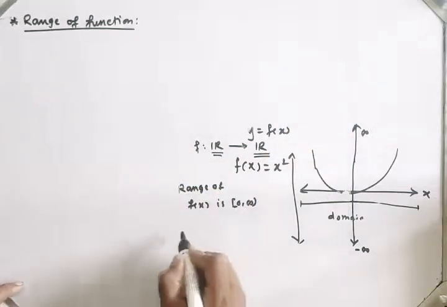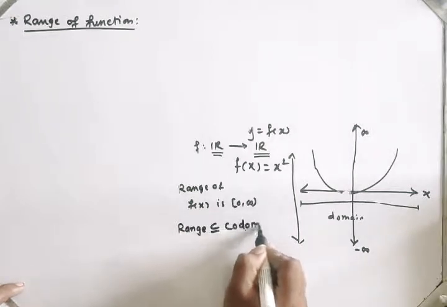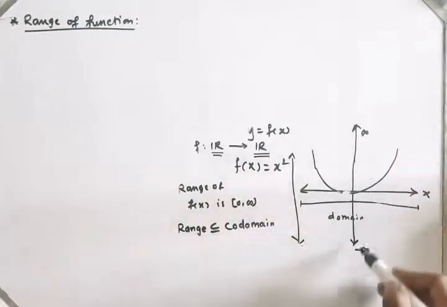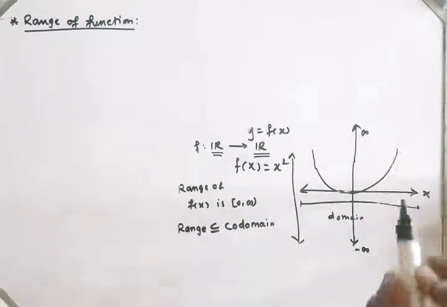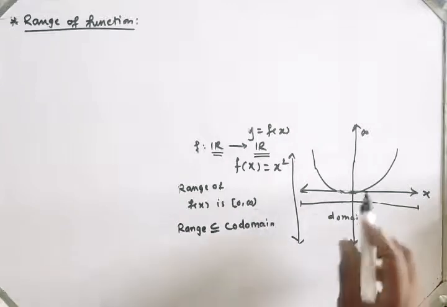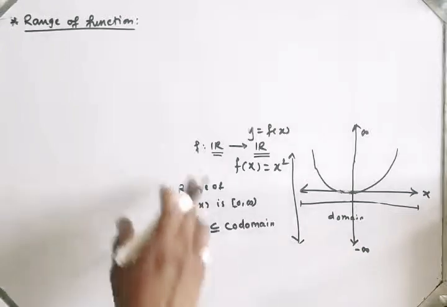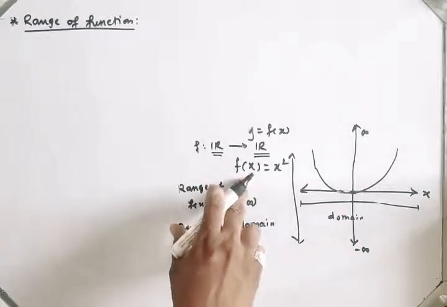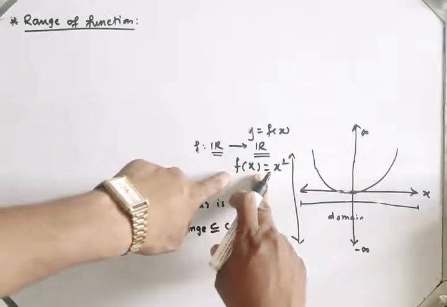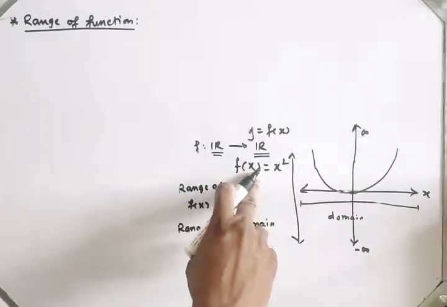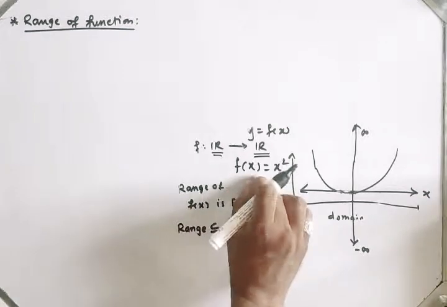So range is always a subset of codomain, because this is our codomain, the y-axis, and the graph lies from 0 to infinity, which is the range of your function. So range is always a subset of codomain. Now we'll see the definition of range. So what is range? Range R of f is equal to f of x such that x belongs to the real numbers R. Then we say that f of x is the range of that function.